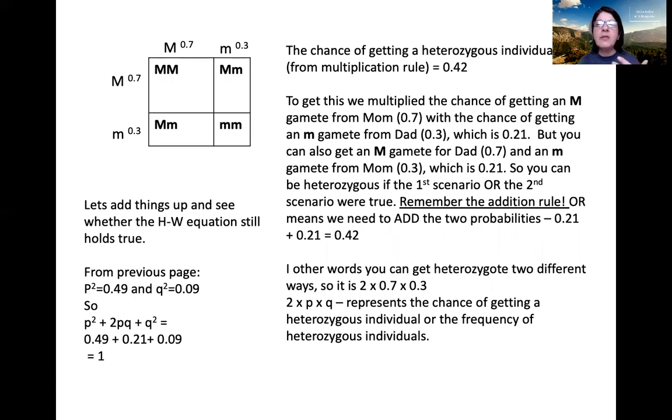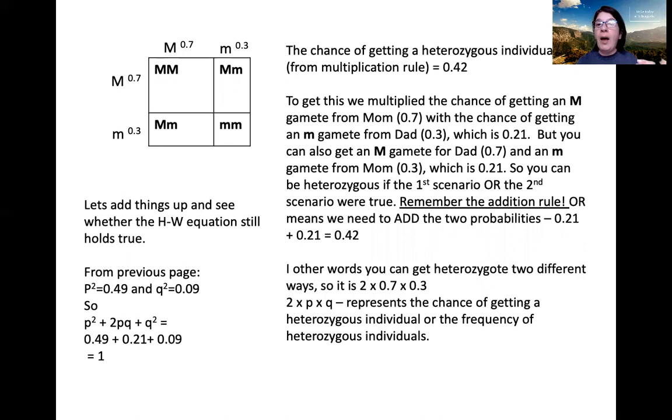So what is the chance of getting the dominant allele from mom? That chance is 0.7 because that is the frequency of the dominant allele in the population. So now that you have the dominant allele from mom, you need to get the recessive allele from dad in order to be heterozygous. So that means that we need to multiply 0.7 by 0.3, right? Because the recessive allele is frequency 0.3, and we get 0.21.